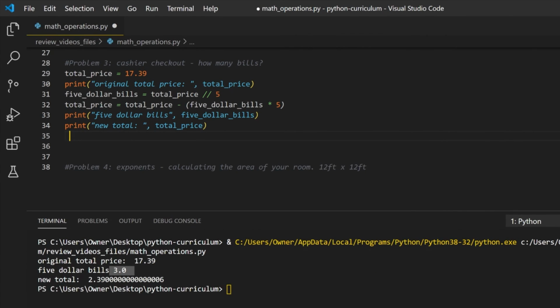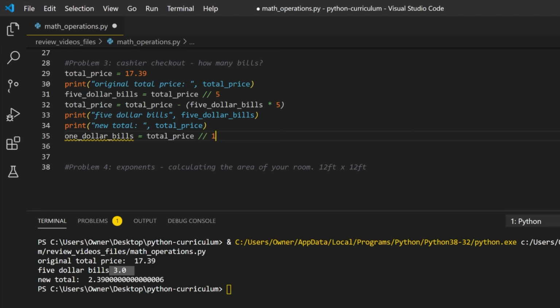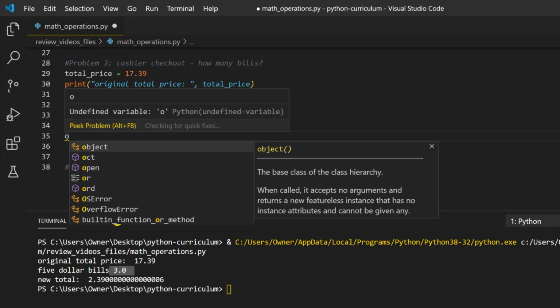It would just be something like $1 bills is just going to be equal to our total price, integer division, $1 bills. And then you could do that for every dollar bill, or you can do that for quarters, and it'd be 0.25, total price, integer division, the quarters. So you can do that with integer division. Yeah, that's how you use integer division.